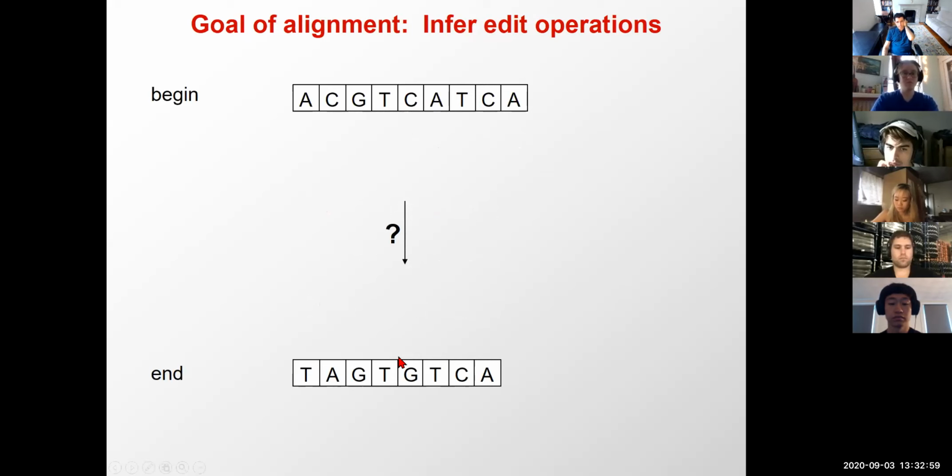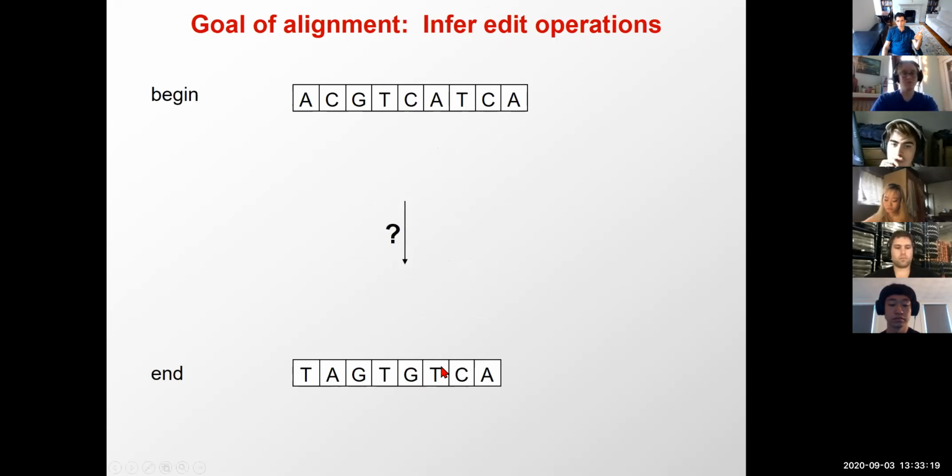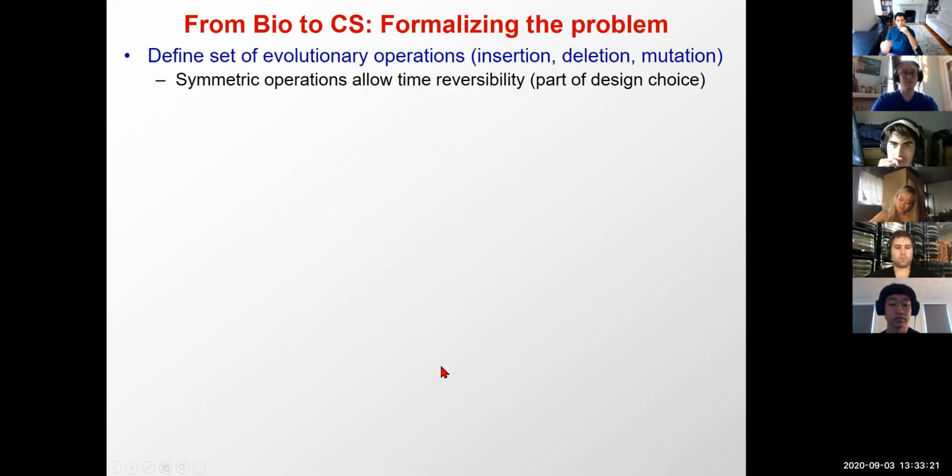And the question is, if all you have is the starting sequence, namely Saccharomyces cerevisiae, and the ending sequence, namely Saccharomyces paradoxus, then how do you transform one into the other? How do you infer the series of mutation, deletion, and insertion operations that gave rise from one to the other? Okay. So that's the part of formalizing the problem.